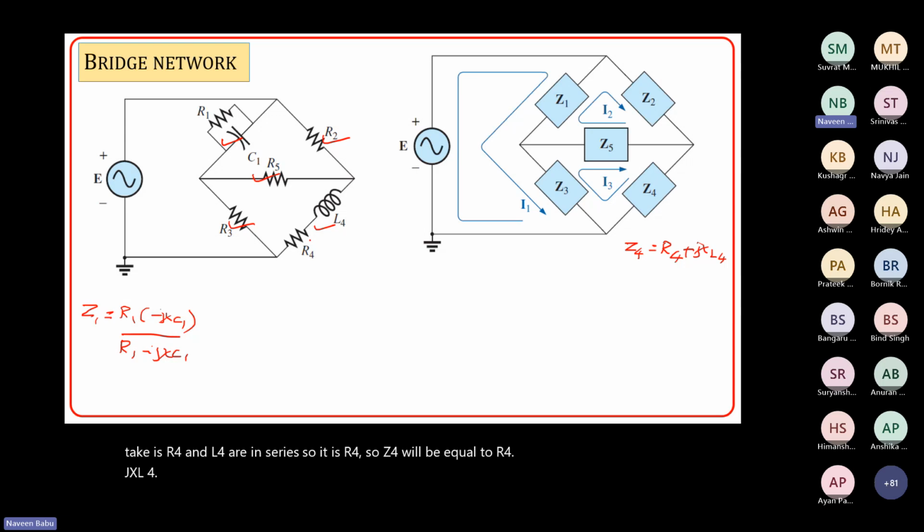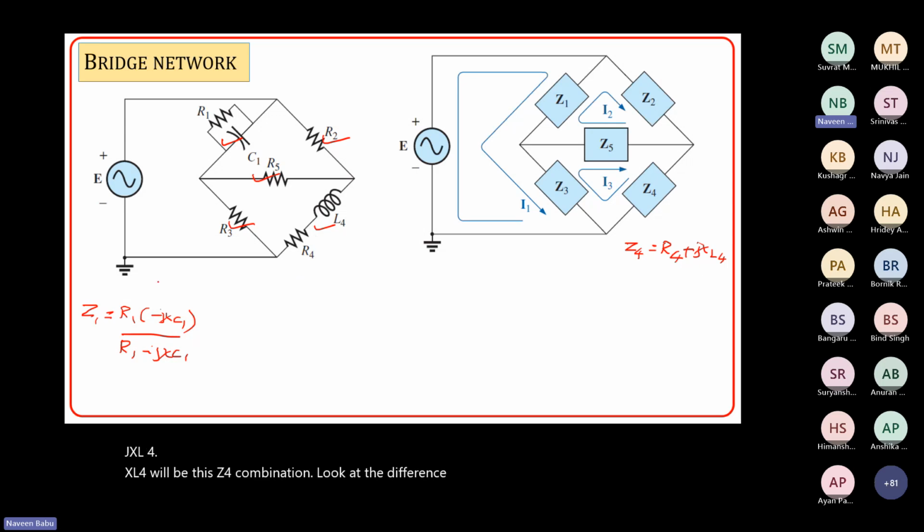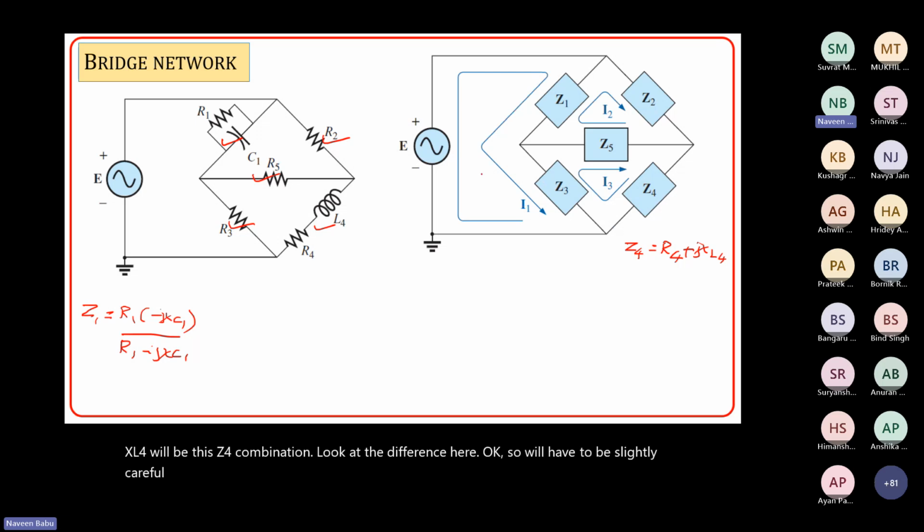XL4 will be this Z4 combination. Look at the difference here. Okay, so we'll have to be slightly careful. Now, if we apply mesh equations, how many equations are there? There will be three mesh equations here, because loop 1, loop 2, and loop 3 equations.